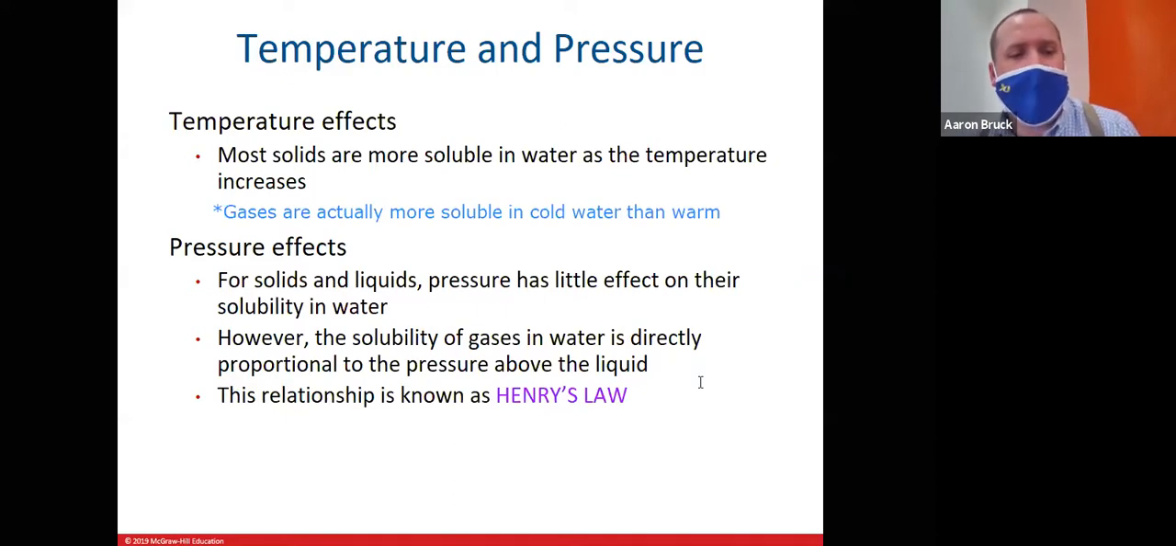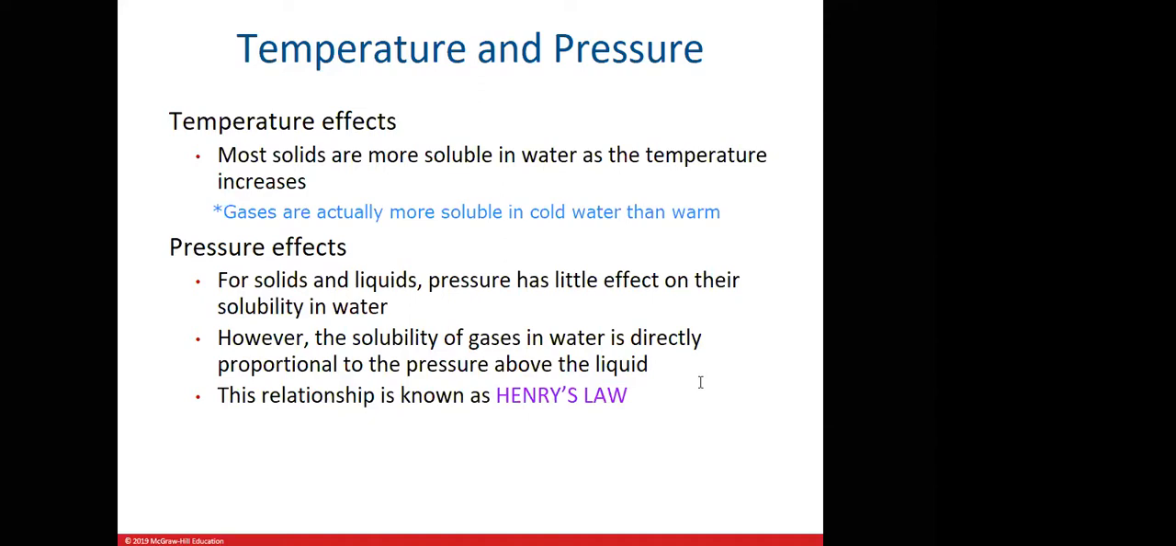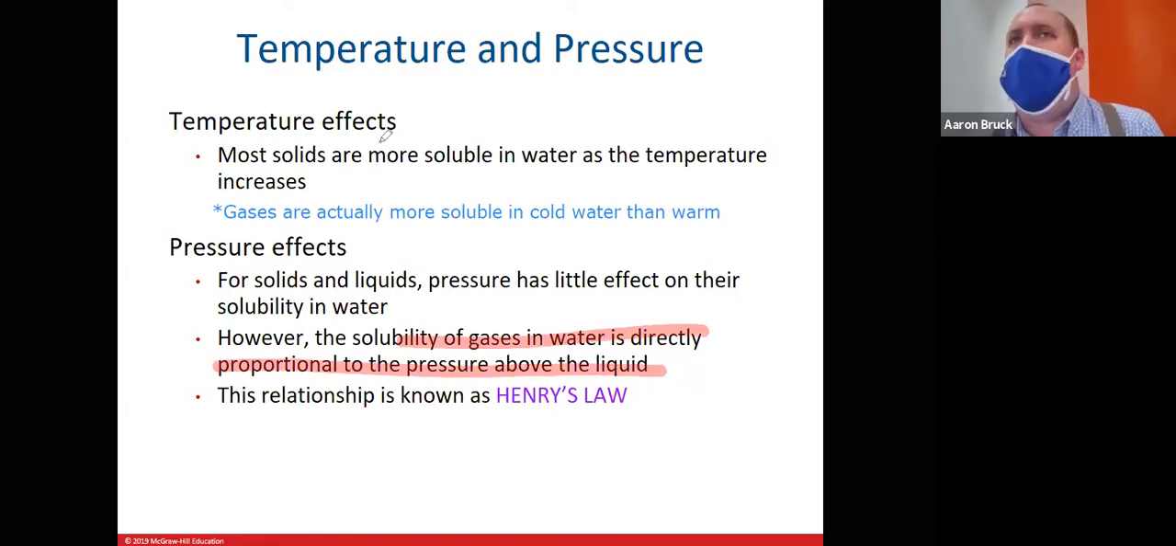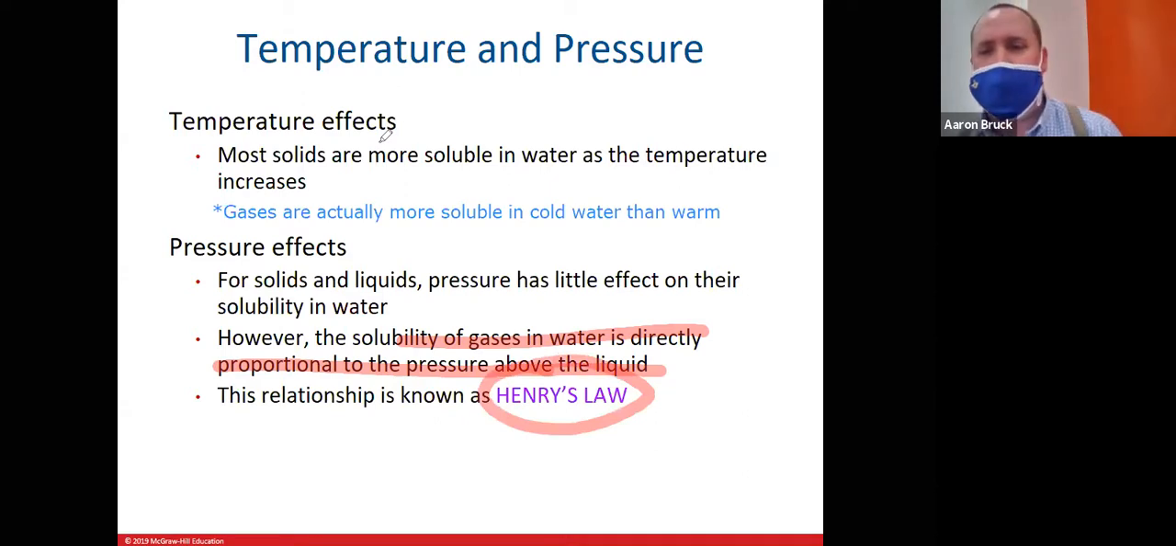But for solubility of gases, pressure has an enormous effect. In fact, we can say definitively that the solubility of a gas in water is directly related to the pressure above the water. And we call this relationship Henry's law.